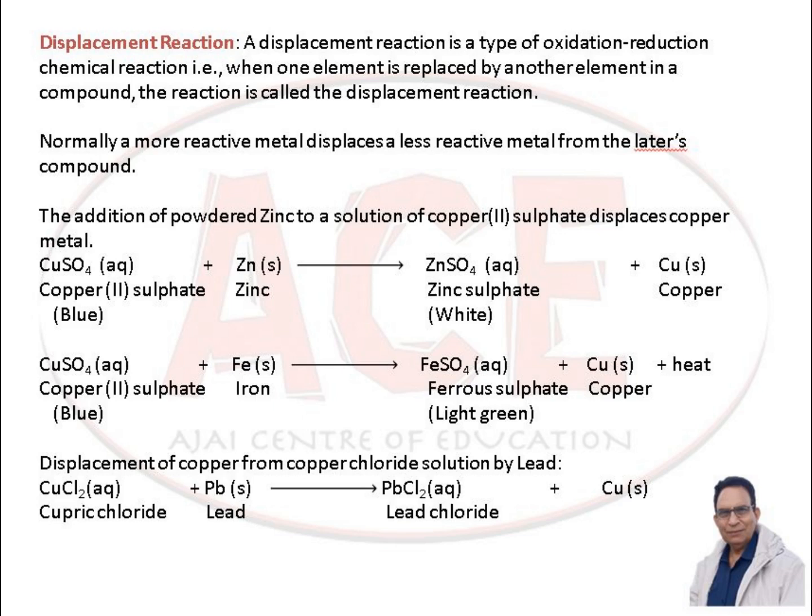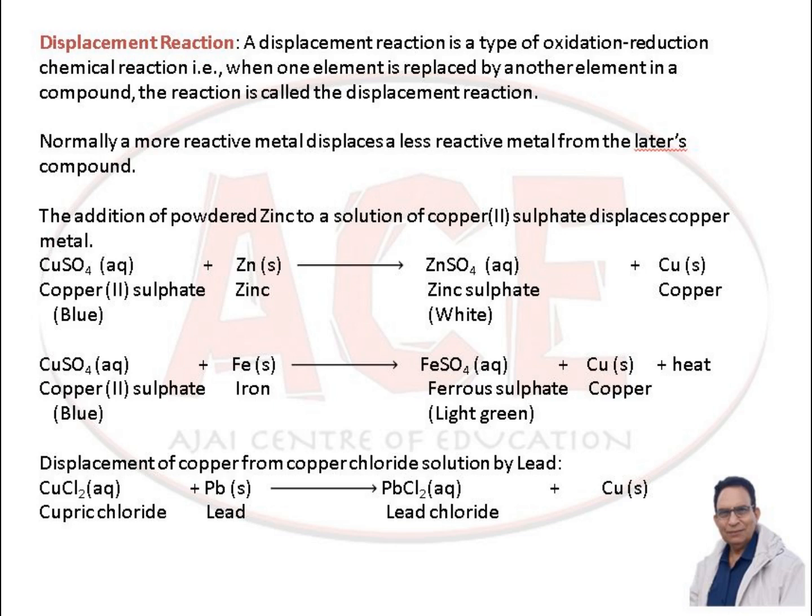Another example, copper sulfate CuSO4 reacting with Fe gives FeSO4 plus copper and heat is produced. The copper sulfate is blue in color, while iron sulfate, which is in this case ferrous sulfate, is green in color. So in the reaction, iron is displacing copper from copper sulfate.